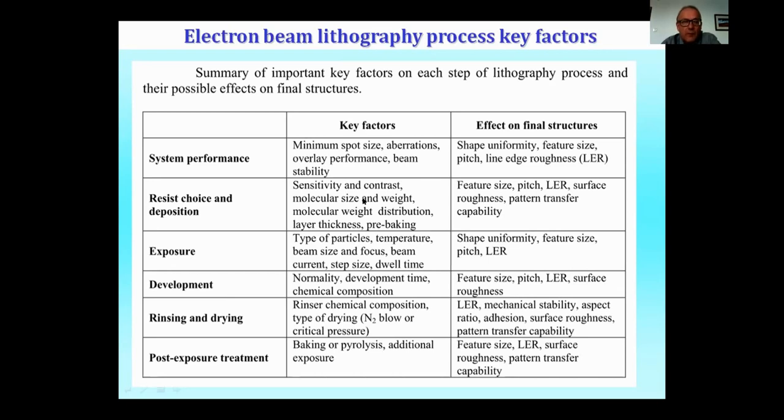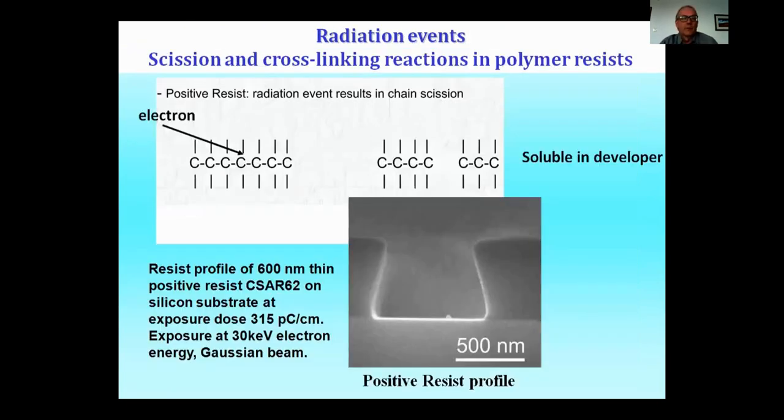So I will tell in the next slides. Exposure means beam size and focus, beam currents and other parameters of exposure, but also subsequent development time, chemical composition of development, and so on. So in electron beam lithography, there is a chemical process.